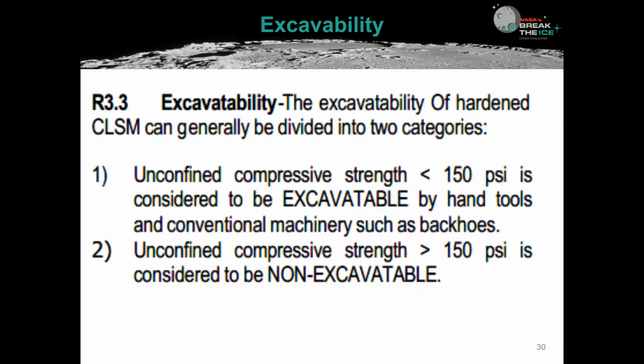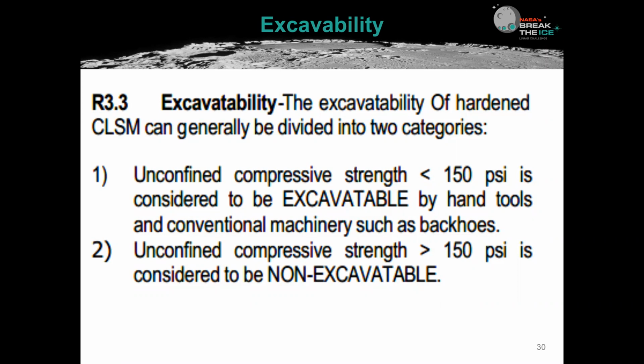The biggest problem with the CLSM is its strength gain. And that's why it's sometimes harder to get the right CLSM, because if you don't have the right ingredients in it and you haven't really tested it over a longer period of time, it may gain strength on you and become a problem. And it has happened many, many times.